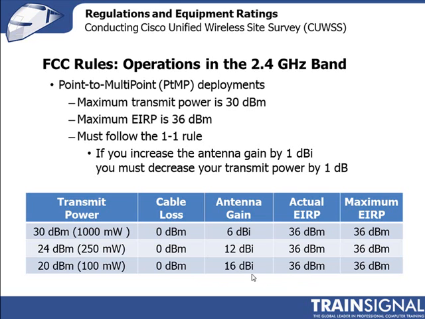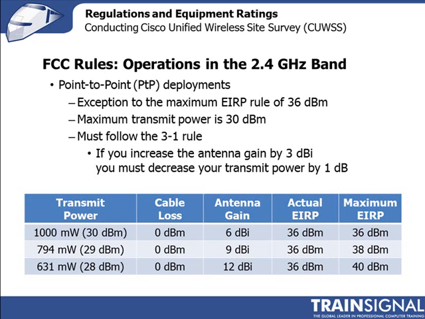And so, for instance, if I use the 16 dBi antenna in this example, my transmit power would have to reduce down to 100 milliwatts. This is referred to as the 1-to-1 rule. If I increase my antenna gain by 1 dB, I have to reduce the transmit power by 1 dB.